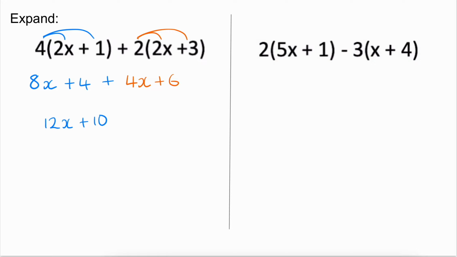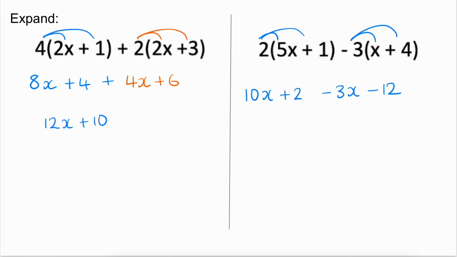And for the second one, I'm going to do exactly the same again. So I'm just multiplying out the first bracket, so 10x plus 2, and then here I've got a negative, so I just need to be careful of that. So I've got minus 3 times x, which is minus 3x, minus 3 times 4, which is minus 12. Okay, so this second minus can sometimes be forgotten. So just be really careful there.